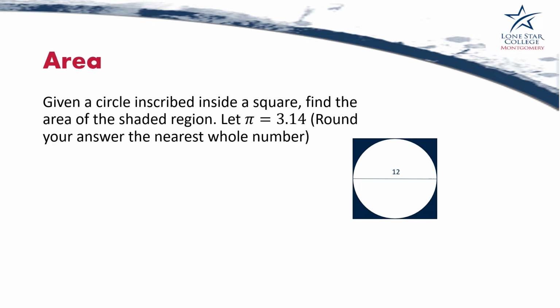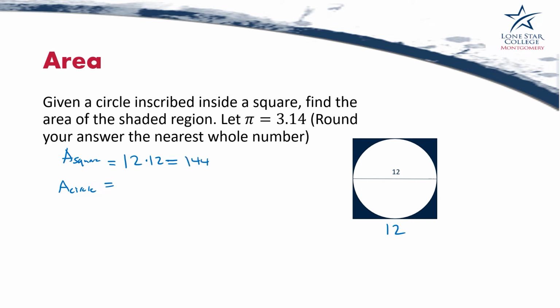So if you notice, what we're looking at is we have two areas we need to find first. The area of the square and the area of the circle. So area of a square, as mentioned before, is just side times side. So if we look at this shape here, this diameter stretches across one side of the square to the other. So it's safe to assume that the side of the square would be 12. So the area of the square would be 12 times 12, which gives you 144.